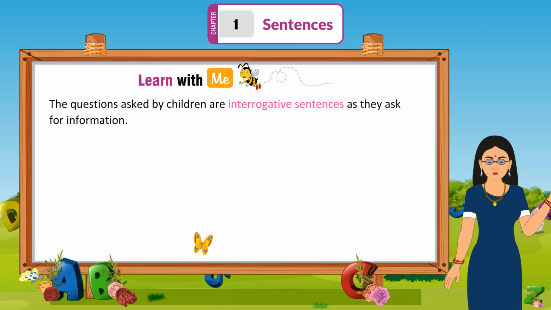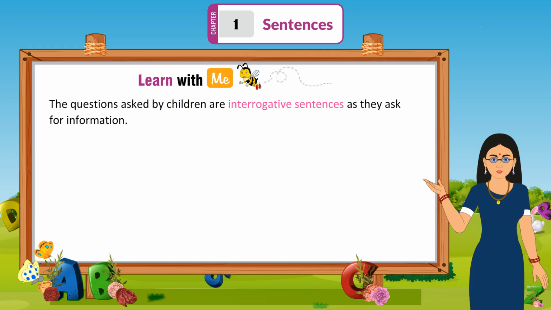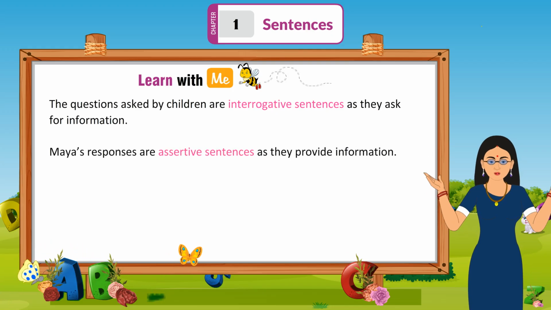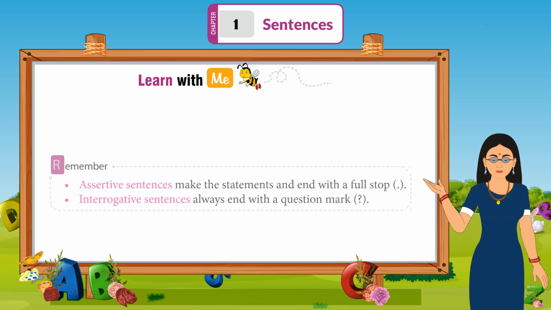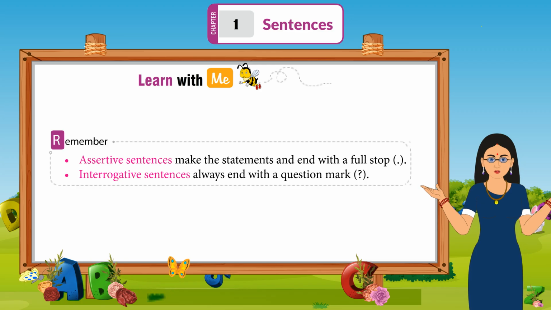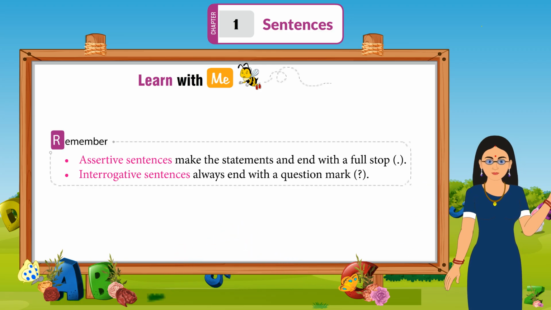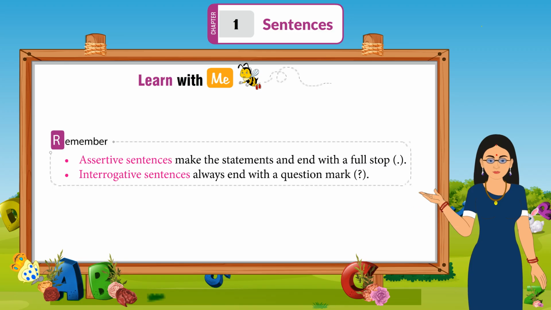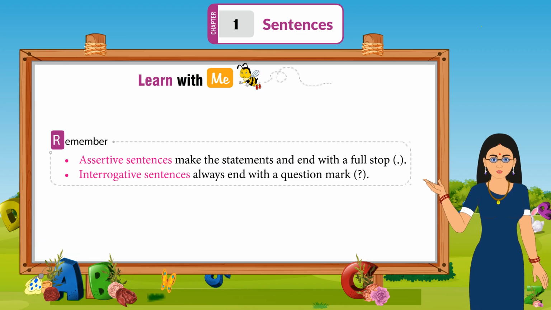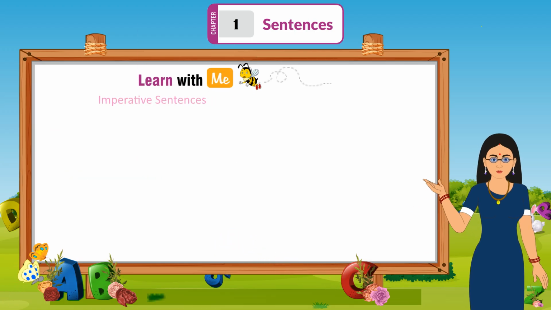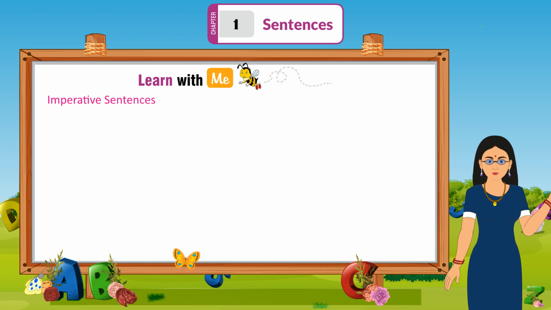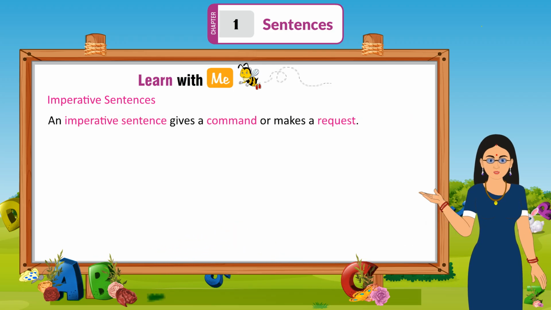The questions asked by the children are interrogative sentences as they ask for information. Maya's responses are assertive sentences as they provide information. Remember, assertive sentences make statements and end with a full stop. Interrogative sentences always end with a question mark. Learn with me. Imperative sentences. An imperative sentence gives a command or makes a request.